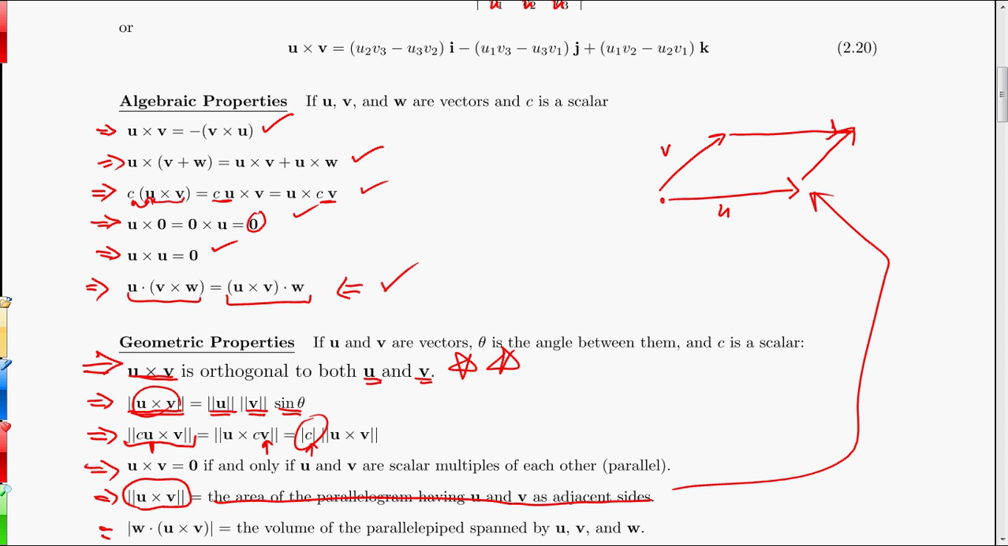If you introduce another vector, say W, and suppose W looks like, I'm going to put my V down here. Suppose W looks like this.